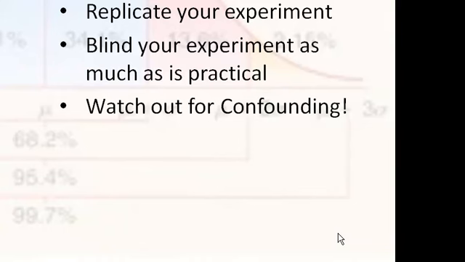Okay, blind your experiment as much as is practical. Sometimes it's not practical, as in the example that I gave you earlier. All right, and then of course watch out for confounding. When I say watch out for confounding, what I mean is always be real critical as you're designing your experiment, saying, okay, what else could cause this other than the treatment that I'm trying to prove caused a change? All right, is there anything else that could cause a change? Okay, all right, so you got a little bit of vocab.